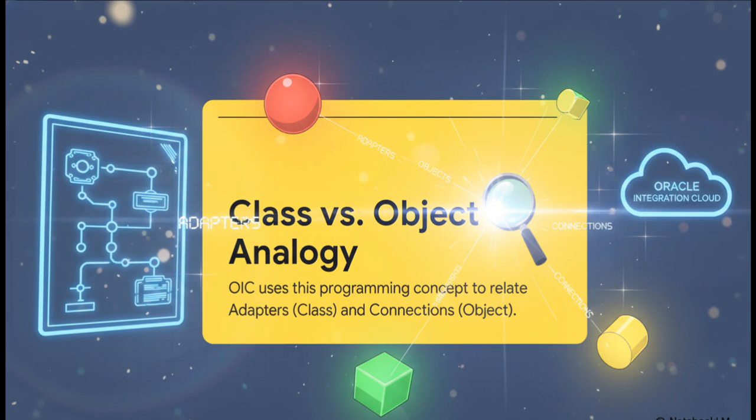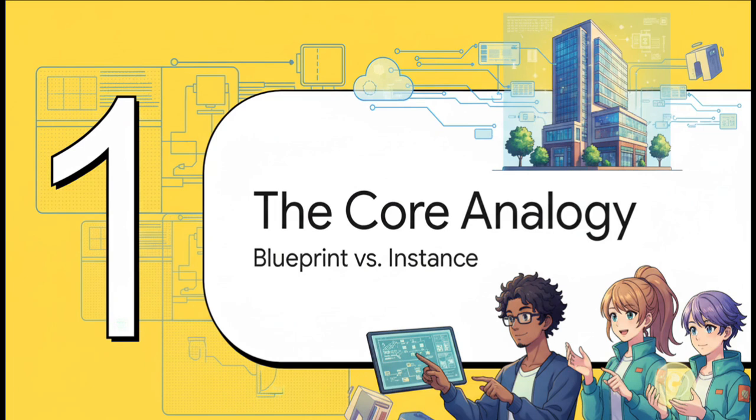And it's an idea they borrowed straight from the world of programming. So for any of you coders out there, this is going to be your big aha moment. The whole thing, and I mean the whole thing, boils down to the relationship between a class and an object. To really get our heads around this, we're going to use one single analogy for this entire explainer. Just think about the difference between a blueprint for a house and the actual house that gets built from that blueprint. Keep that in mind because it's going to make everything crystal clear.